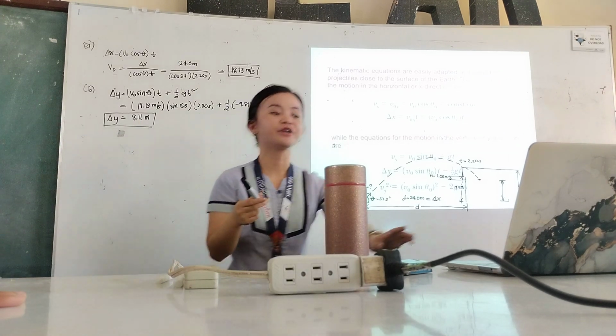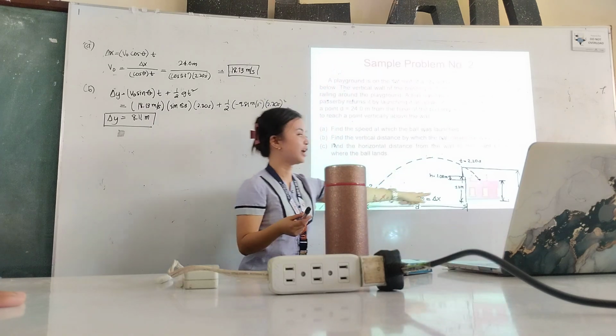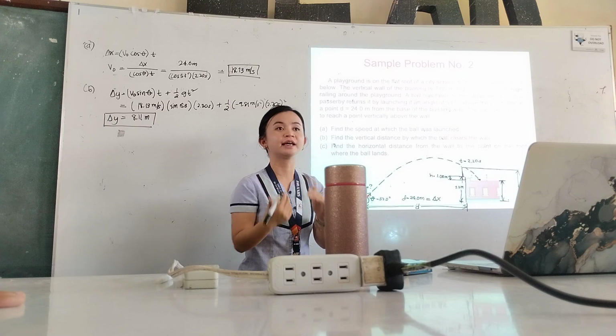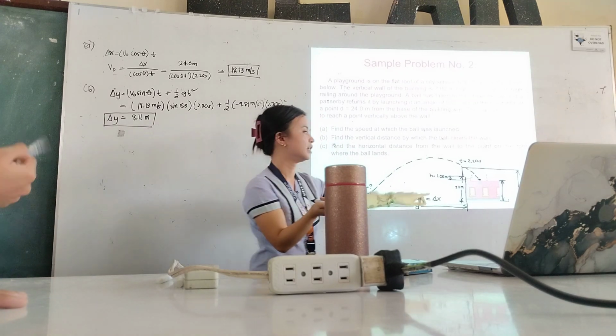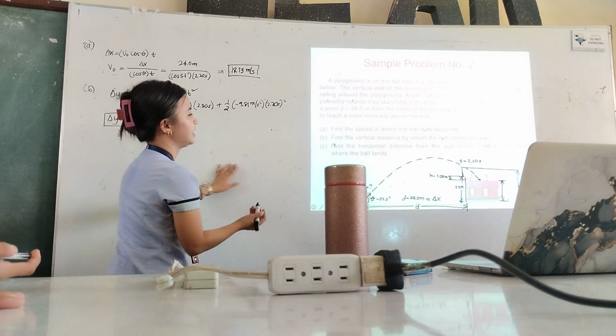Makes sense, higher than 7 meters. If the answer is less than 7 meters, meaning wrong. So the answer should be above 7 meters. Next, letter C.